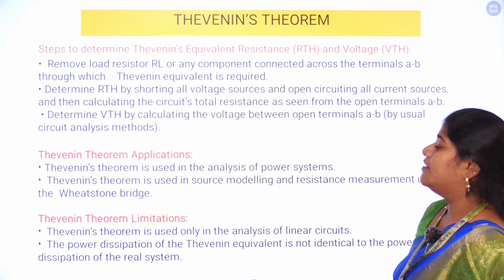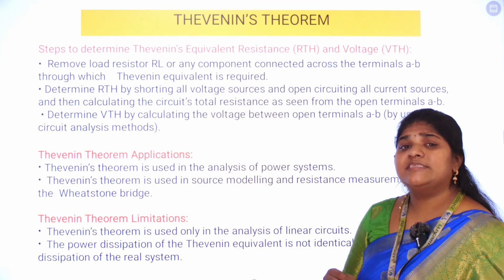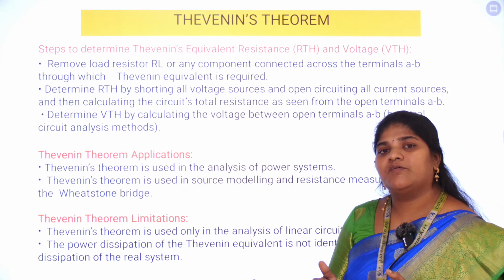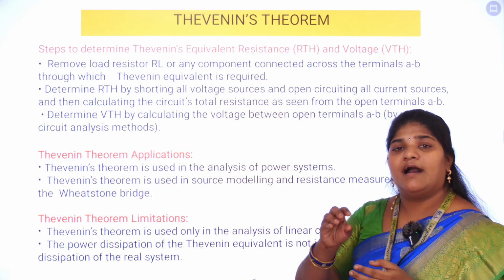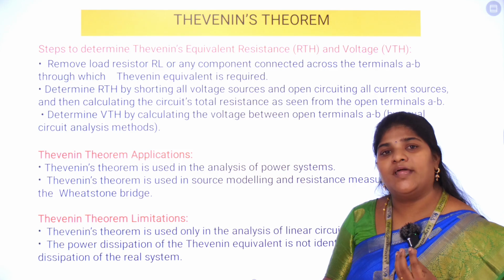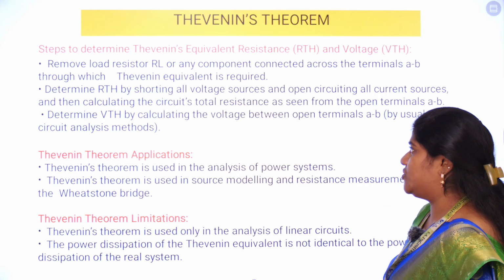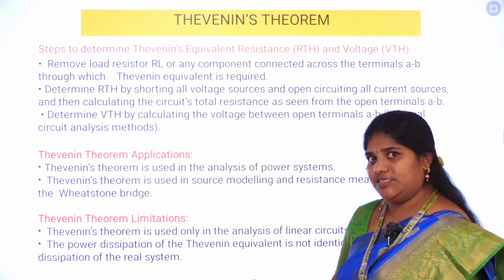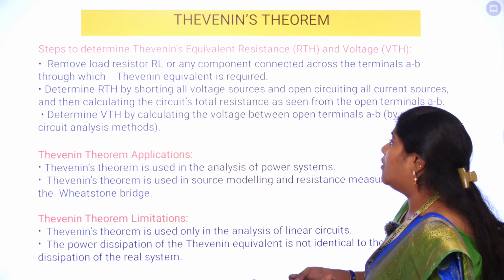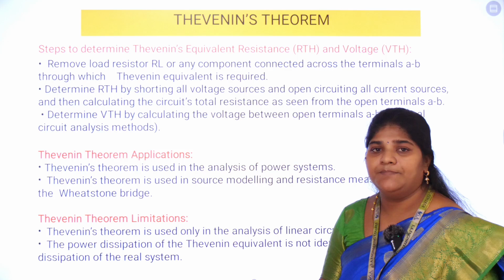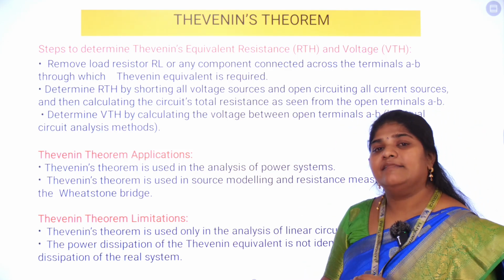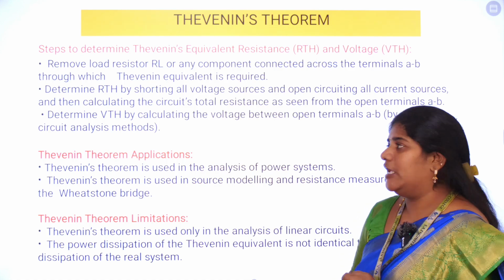Coming to the second step, we have to determine the Thevenin's equivalent resistance value. As we saw in the previous slide, a network with many resistance values is now being replaced by a single resistor. So we need to find an equivalent resistance value, RTH. The procedure for finding RTH is we have to kill all the sources. Killing here means voltage sources should be short circuited and current sources should be open circuited. This is how we can make the effect of voltage and current zero in order to find the value of RTH.